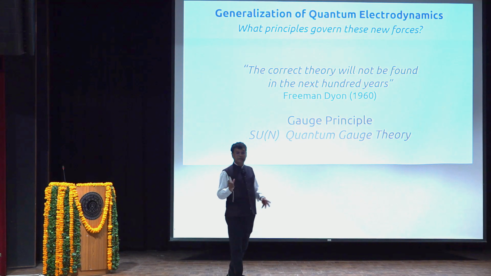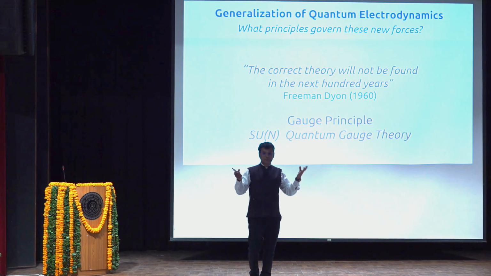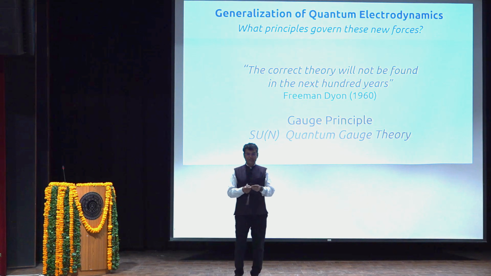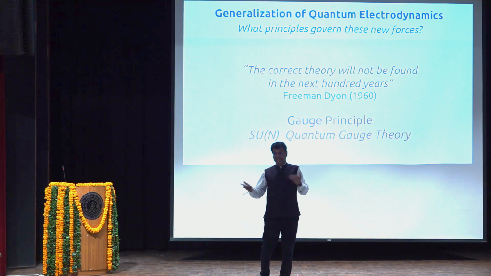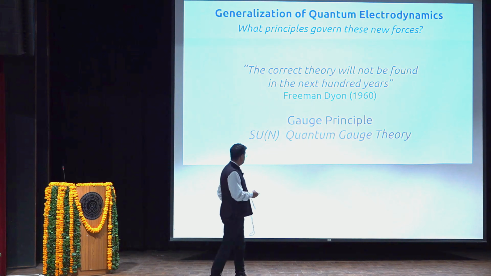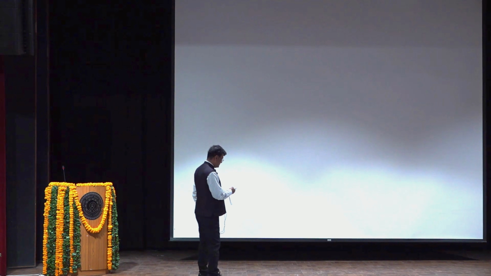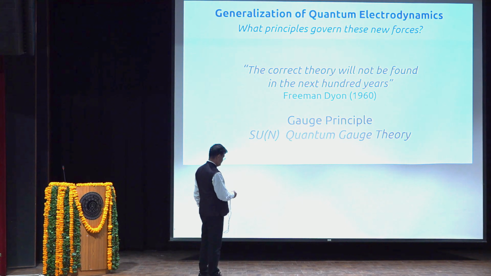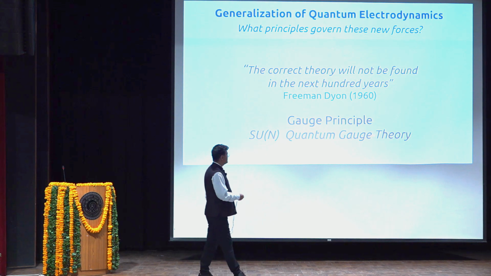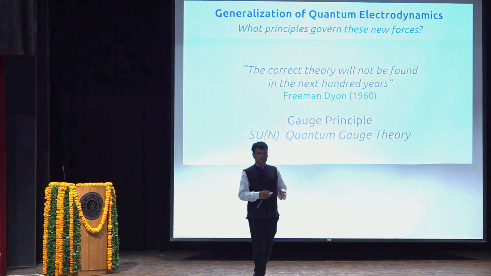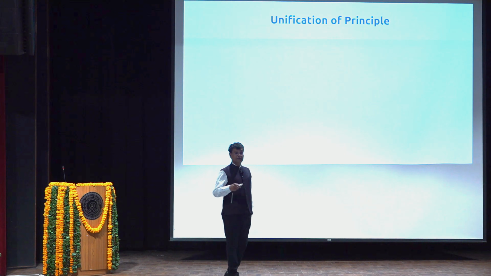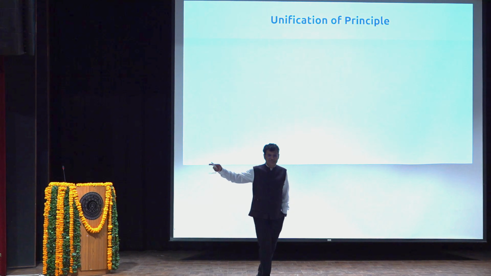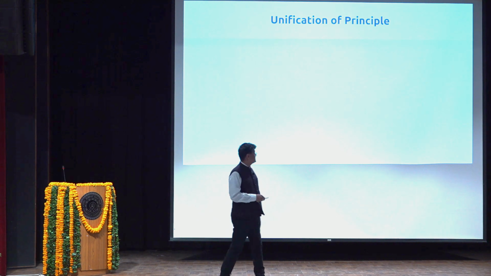And there is a kind of unification of principle. Even though these are totally different phenomena, you would agree a nucleus decaying, a nucleus being held together, has absolutely nothing to do with electricity and magnetism. But it turns out that they are governed by the same principle, which is known as the gauge principle. And SU(N) quantum gauge theory is what describes all of these forces. I just want to describe to you in simple language. So this I have called unification of principle. There is one single principle that is describing all these forces.